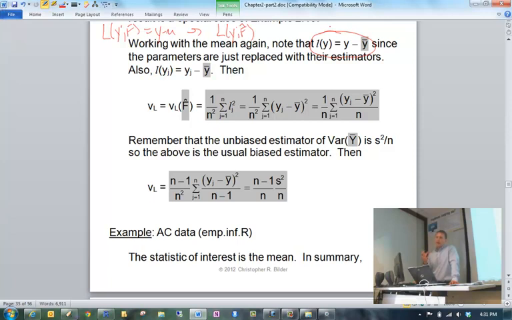Now if I want to look at this function with respect to actual values in my data set, let's say y1, y2 up to yn, or let's say y sub j in general, then I have my empirical influence values. L of yj, or I can use, let's say, script L sub j.